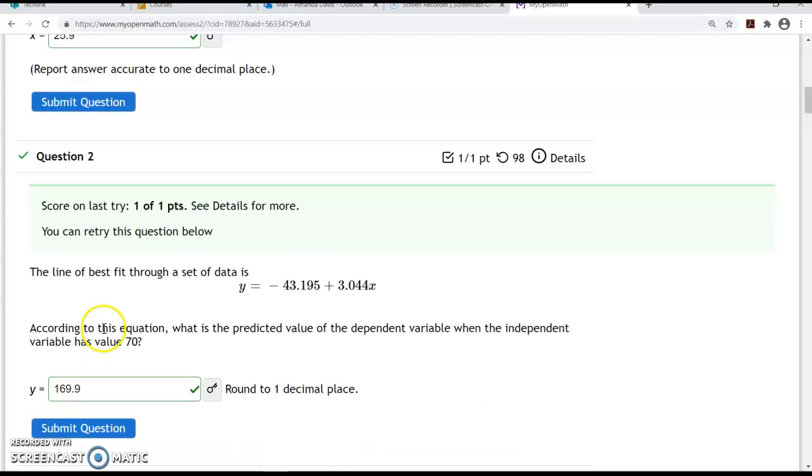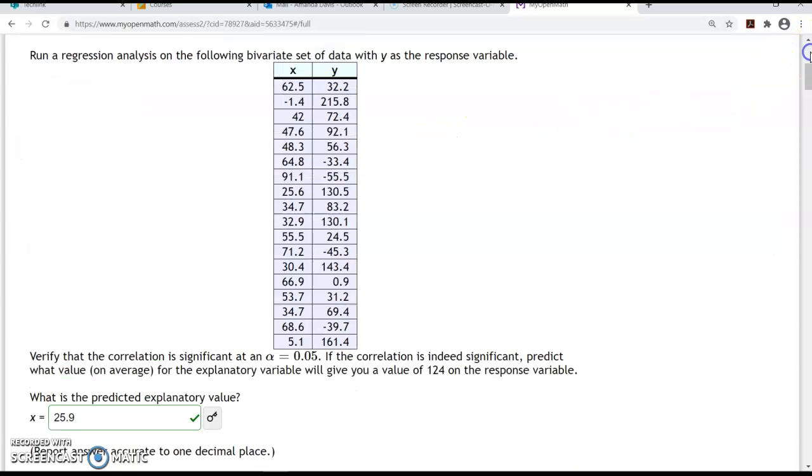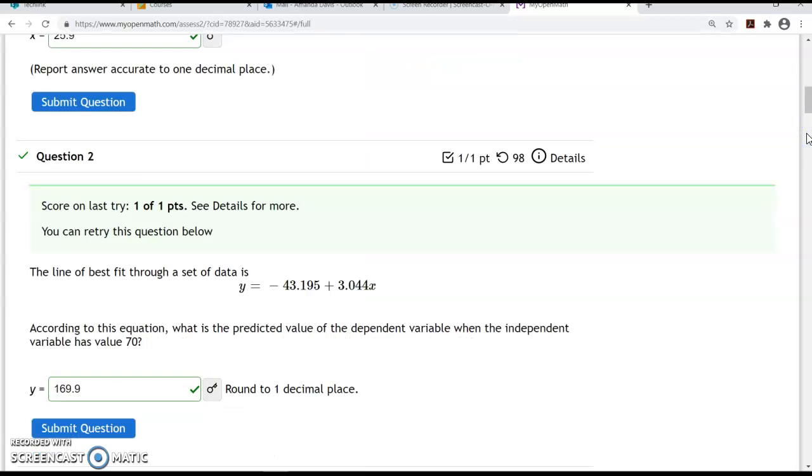There we go. All right, so in the first scenario, we had a big long list of numbers we had to put in first to get the linear regression. In the second question, we're given the linear equation, and we're just substituting in either the dependent or, in this case, the independent variable.